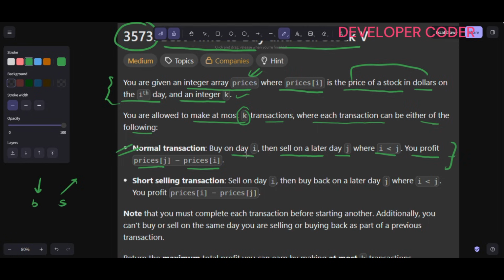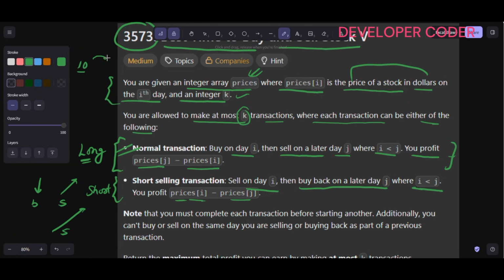Okay, good. But this type of transaction, we usually call a long transaction. So here you can say this one is a short selling transaction. In a short selling transaction, you sell on day i and then buy back on a later day j, where i is less than j. Your profit is prices[i] minus prices[j]. So in this, you sell it first. Let's say you sell it at 10.